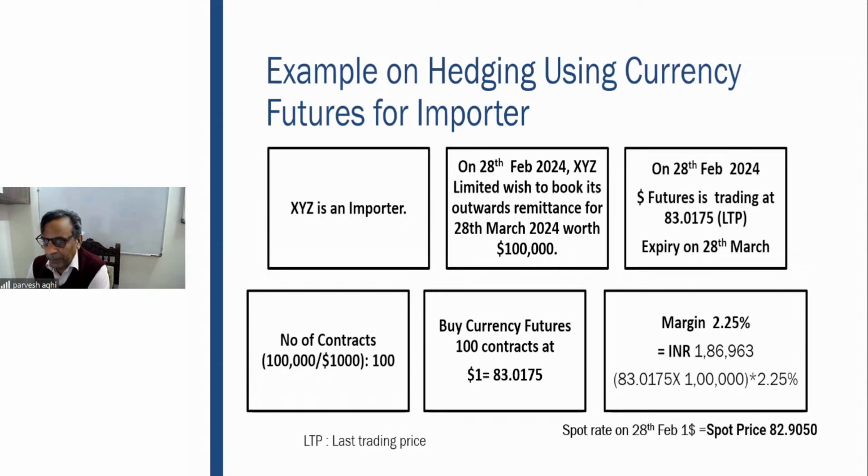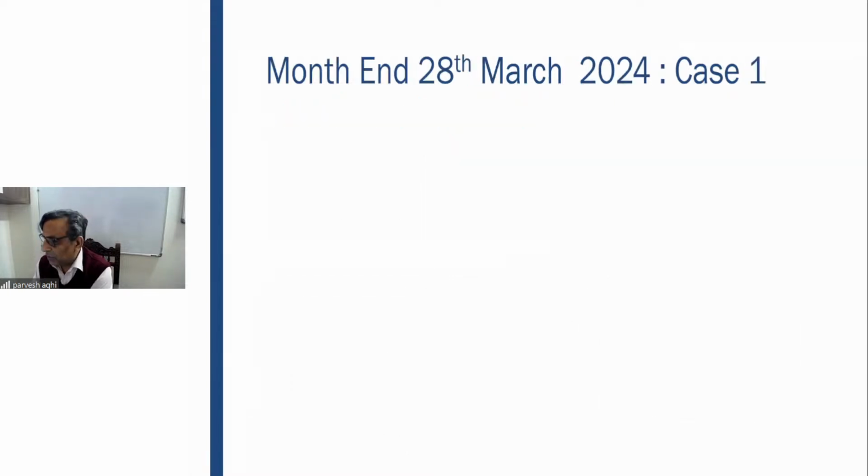So, if I'm an importer, I am actually exposed to what? Dollars. Okay, so I'm going to buy futures. That means I'm taking a long position in currency futures, or in one way, I'm bullish on the dollar. Because if the dollar goes up, I'm going to make money in the stock exchange, but I'm going to lose in my real transaction. So both will get offset. So let's see the first case.